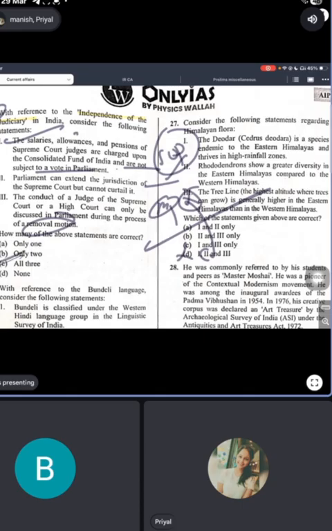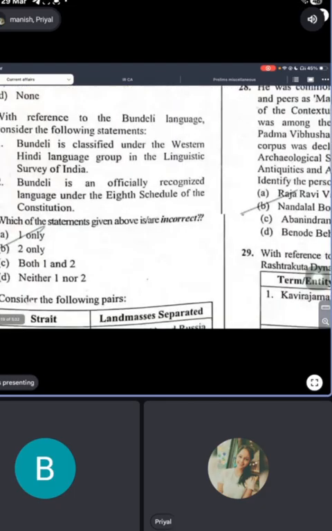So all three are right. Basic political question. Oh, beautiful question.